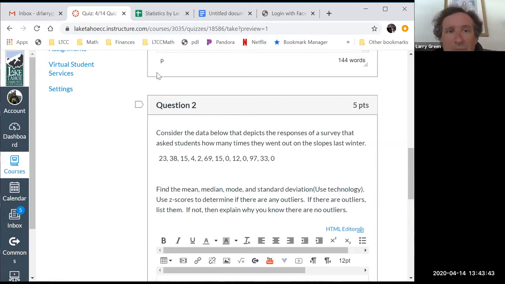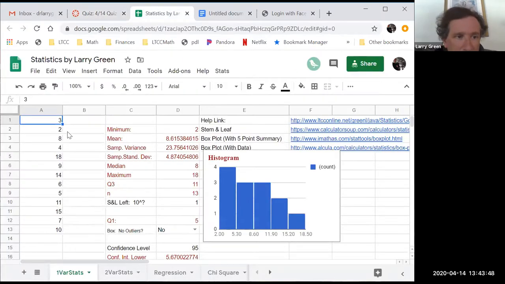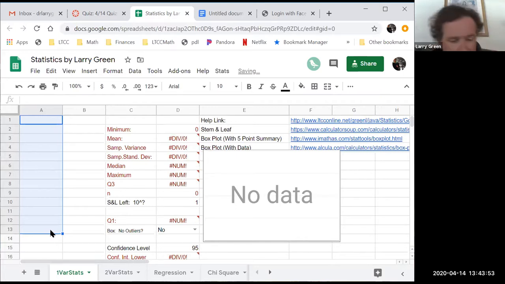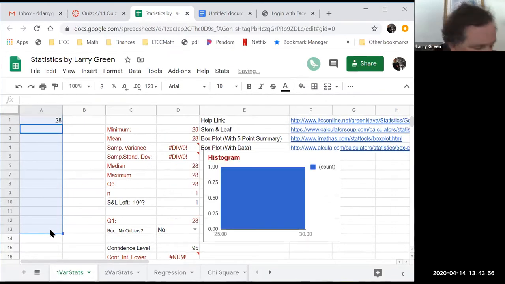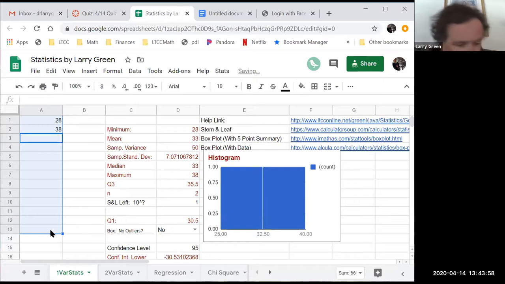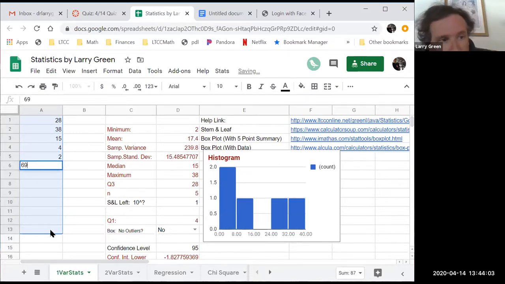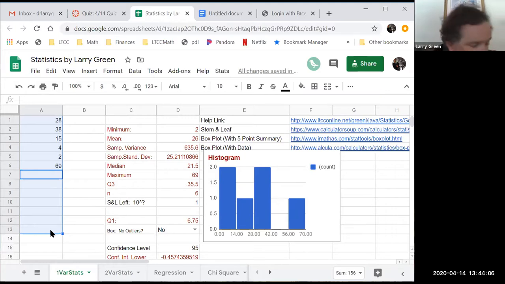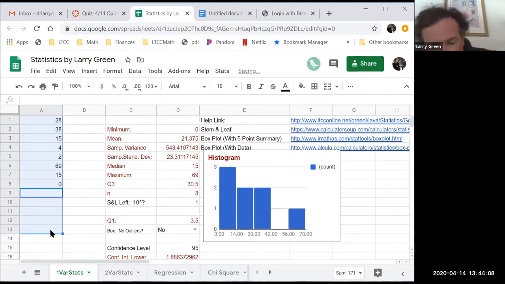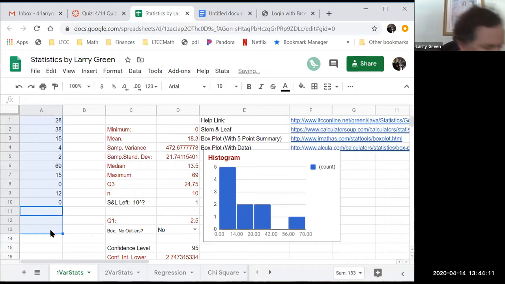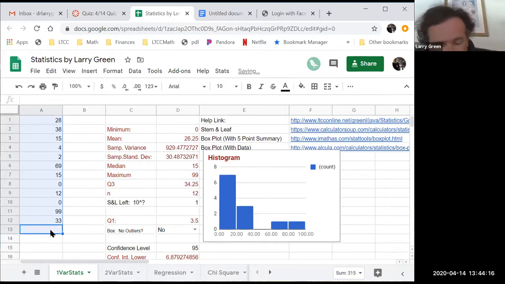All right, so what I'm going to do is I'm going to go to the spreadsheet program. It's going to erase these numbers. I'm going to put in the numbers: 23, 38, 15, 4, 2, 69, 15, 0, 12, 0, 97, 33, 0. Any questions?